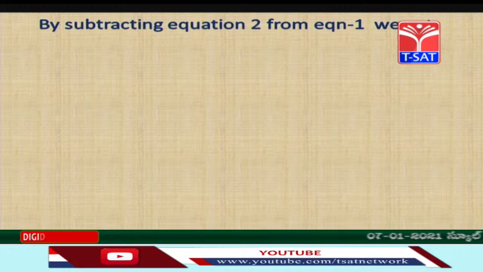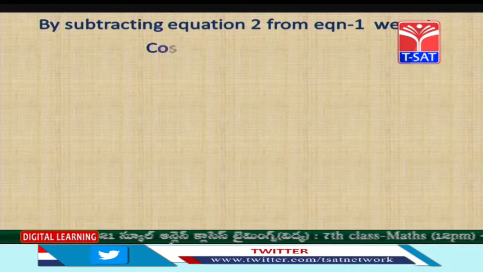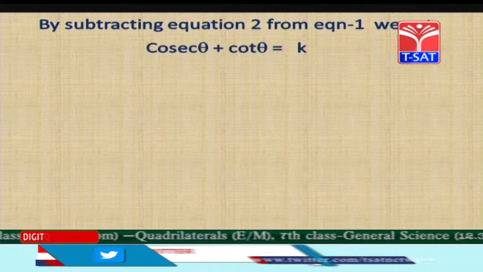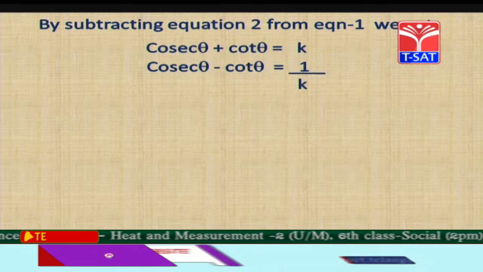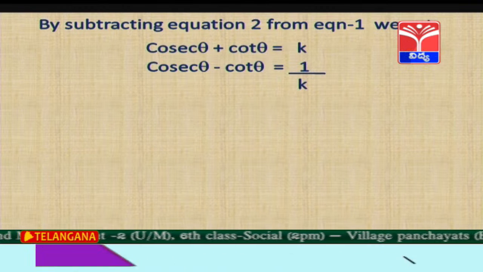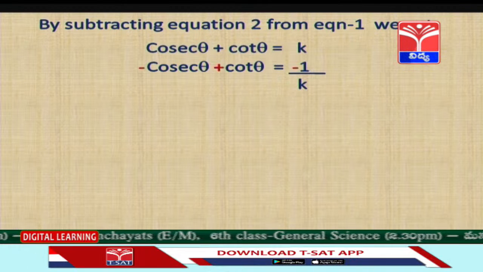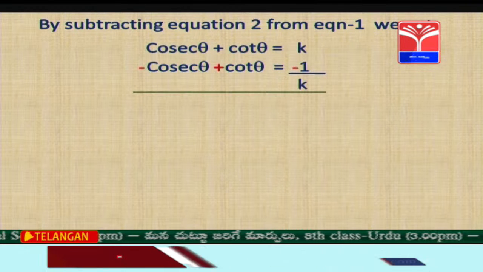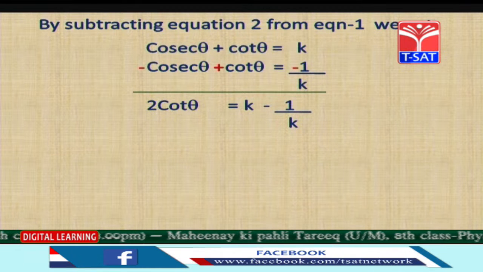So, now we will get on to one more system. We did the addition of equation 1 and equation 2. Now, I am going to subtract equation 2 from equation 1. What will I get here, please see. Cosec theta plus cot theta is equal to k. The second equation is cosec theta minus cot theta is equal to 1 by k. I want to subtract. The signs of the second equation will always change, plus becomes minus, minus becomes plus. See, so now cosec theta minus cosec theta both get cancelled, and you will be getting the answer as 2 cot theta is equal to k minus 1 by k.